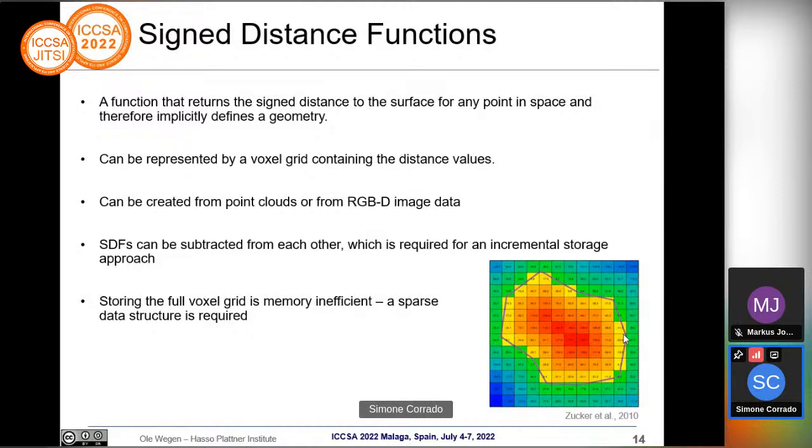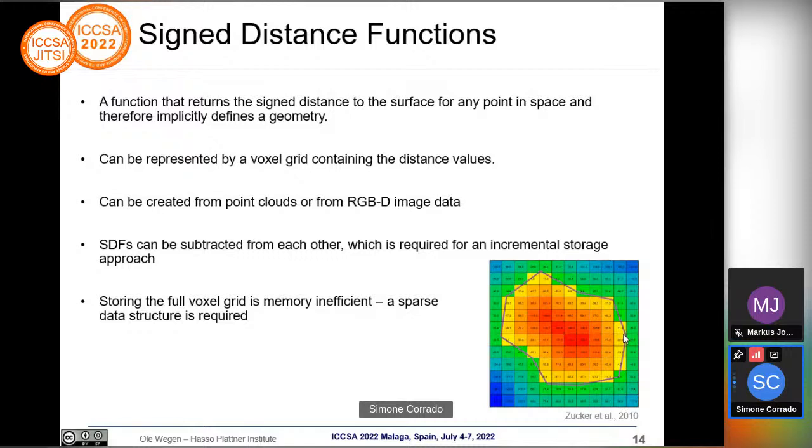A signed distance function returns for every point in space the distance to the nearest surface, and therefore implicitly defines geometry. You can see an example down here of a two-dimensional signed distance function in a discretized manner. So we have a grid. Each grid cell stores the distance to the surface, and in 3D it's the same. We have a three-dimensional voxel grid storing these distance values. Such signed distance fields can be reconstructed from point clouds or from RGBD image data, and they have very useful properties. For example, they can be subtracted from each other, and this enables an incremental storage approach.